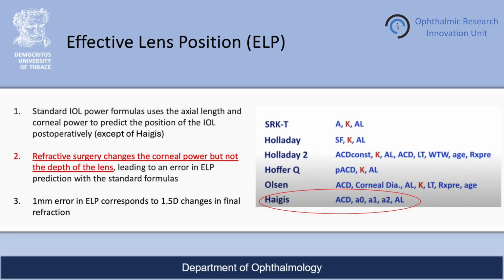The first error is the error in the prediction of the effective lens position. Standard formulas use the axial length and corneal power to predict the position of the IOL postoperatively, except for ASCS. Corneal refractive surgery alters the corneal power but not the depth of the lens, leading to an error in ELP prediction with the standard formulas. It is estimated that an error of 1 mm in effective lens position corresponds to 1.5 diopters error in the final refraction.